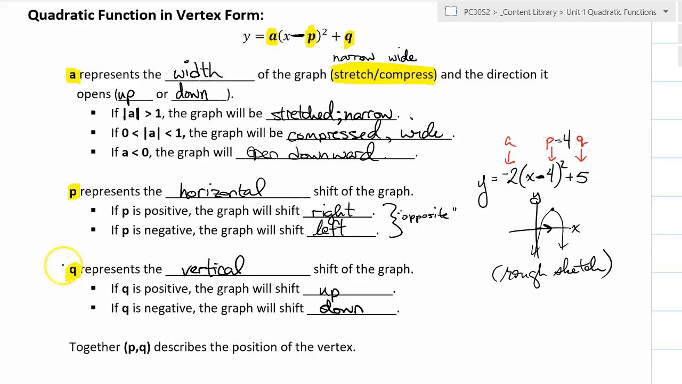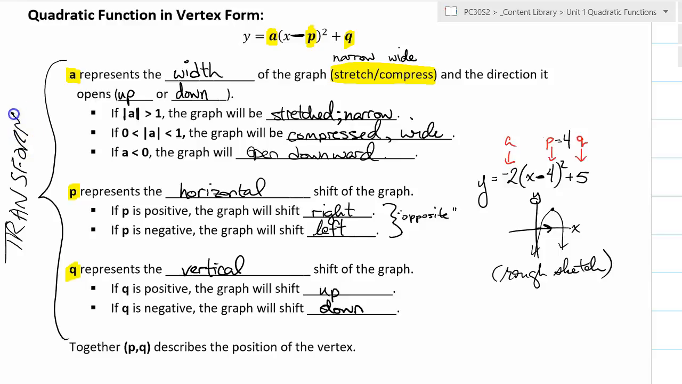So we've got A, P, and Q in terms of their transformations. That's how we've defined it here. Transformations basically mean how is my parent function going to move around the graph, again with my parent function always being relative to y equals plain old x squared.